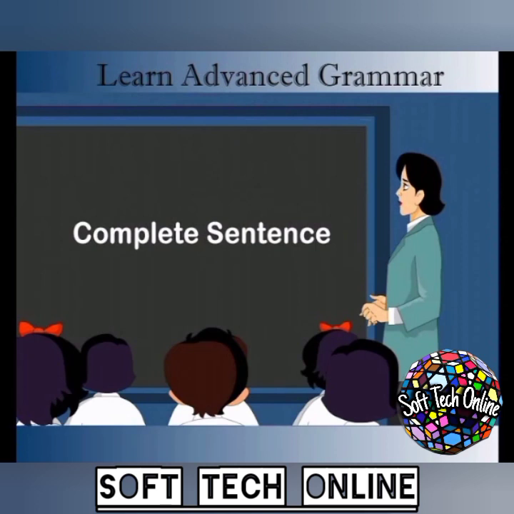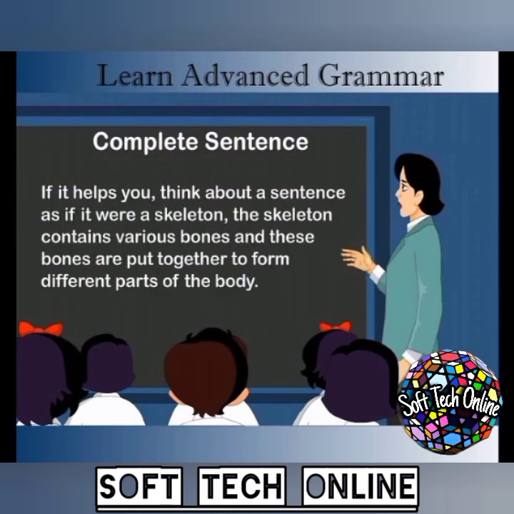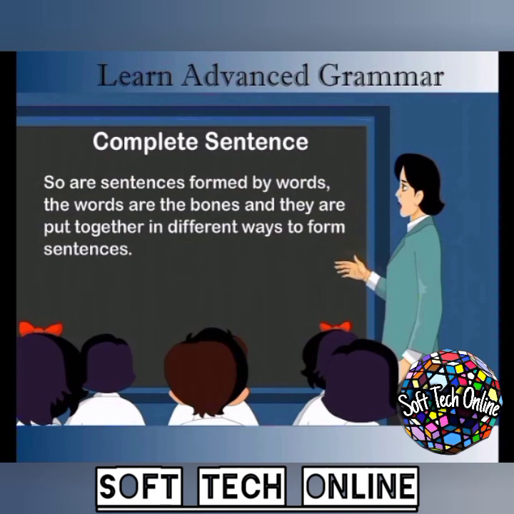Complete sentence. If it helps you, think about a sentence as if it were a skeleton. The skeleton contains various bones, and these bones are put together to form different parts of the body. So are sentences formed by words. The words are the bones, and they are put together in different ways to form sentences.